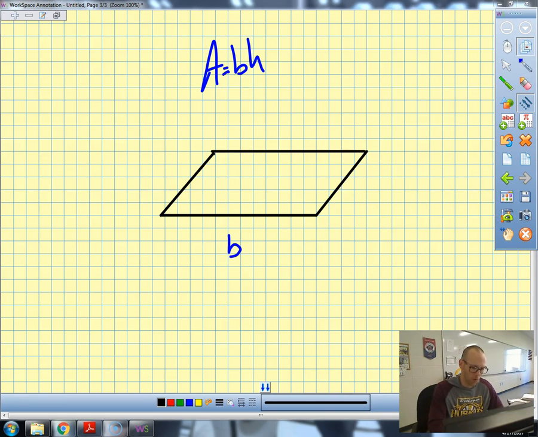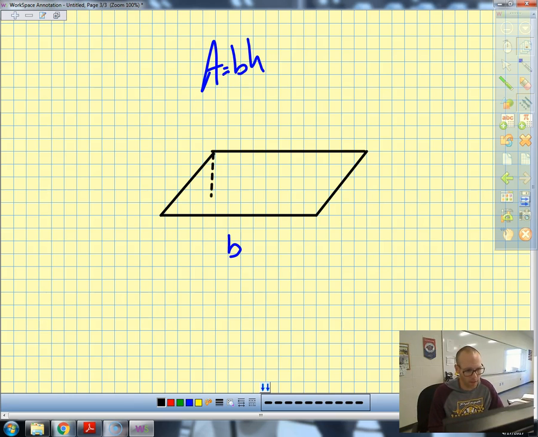Well, it's important to remember that when we talk about height, we are talking about a distance between bases, or between a vertex and a base. And that height must always be perpendicular to the base. So I could draw in the height of my parallelogram right there. Or I could draw in the height right there. I could even draw in the height over here if I extend the base. So the height of our parallelogram is going to be the distance between the bases, which must be perpendicular.